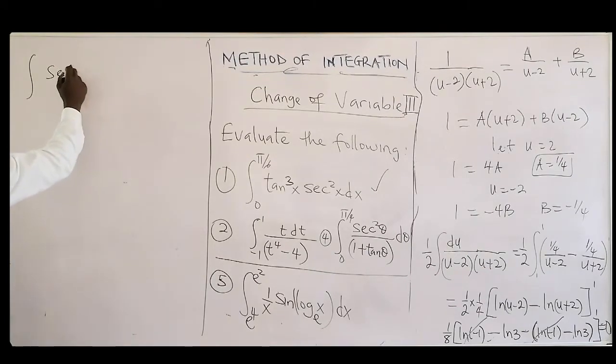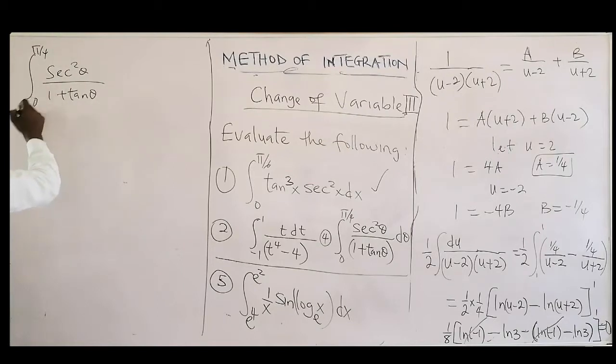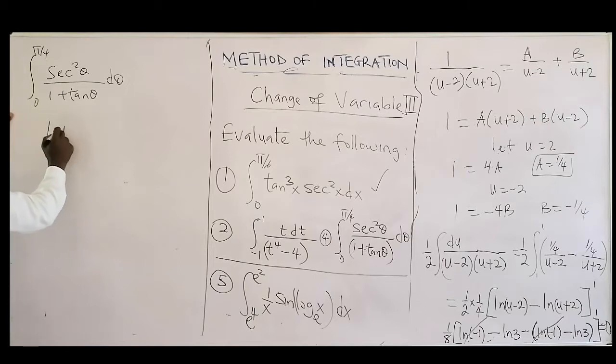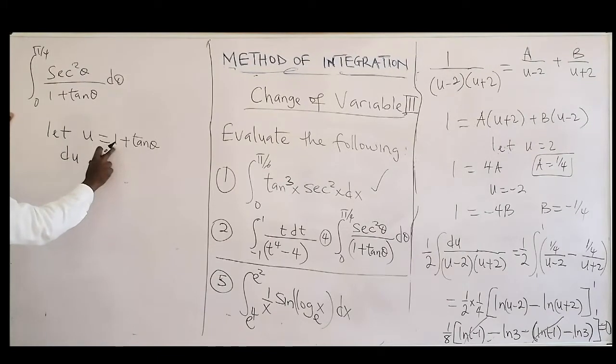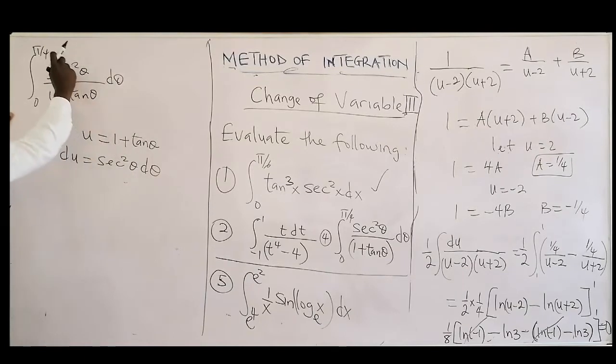Sec square theta all over 1 plus tan theta. We have here pi over 4 and we have 0 here, then the d theta. So without wasting time, in most cases, when we have a fraction, a rational function, we always substitute for the denominator. So let u be equal to what? 1 plus tan theta. Then du is equal to what? Derivative of 1 is 0, derivative of this one is sec squared theta d theta.